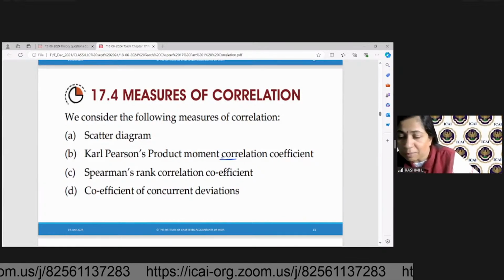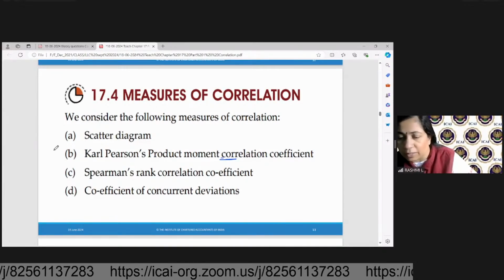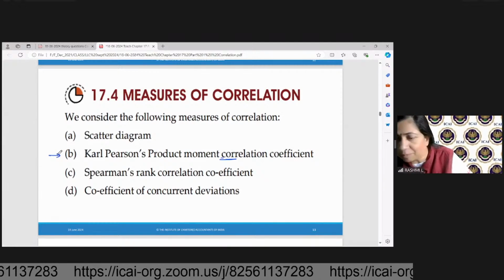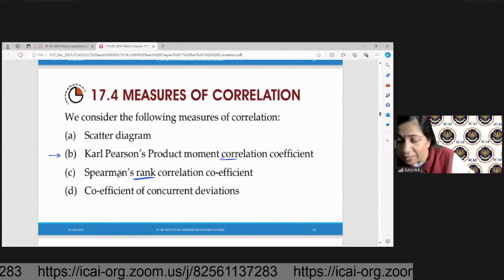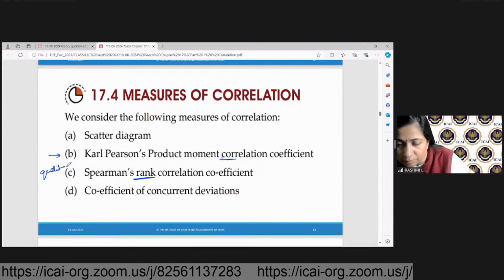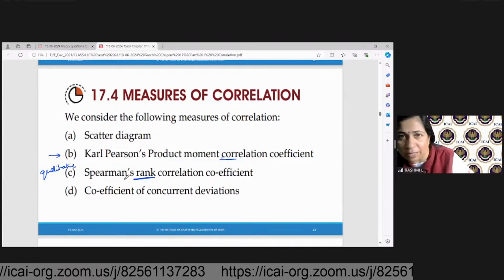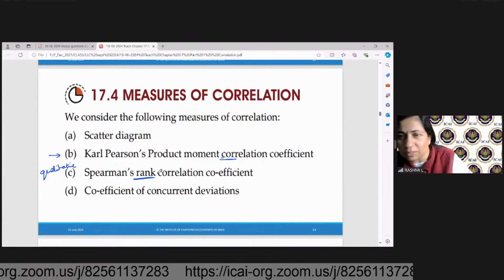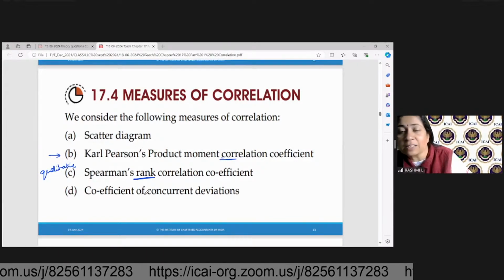Then Spearman's rank correlation coefficient and coefficient of concurrent deviations. Calculations are mostly on this formula, which is the bigger calculation. This is for rank. Rank is for qualitative. For qualitative data or attributes, you are using Spearman's rank. For example, a beauty pageant or a singing competition. That type.